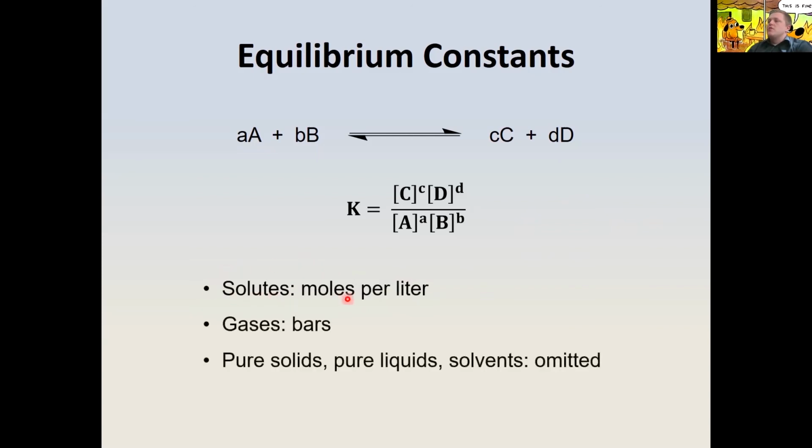All of our solutes are listed in moles per liter, so that's anything dissolved in a solution. Any gases are recorded in bars, and pure solids, pure liquids, and solvents are omitted from the equation. So we don't include, for example, water in this equation. Or if one of our reactants or products is a solid, we wouldn't include that in there either. Okay, so let's practice with this a little bit.